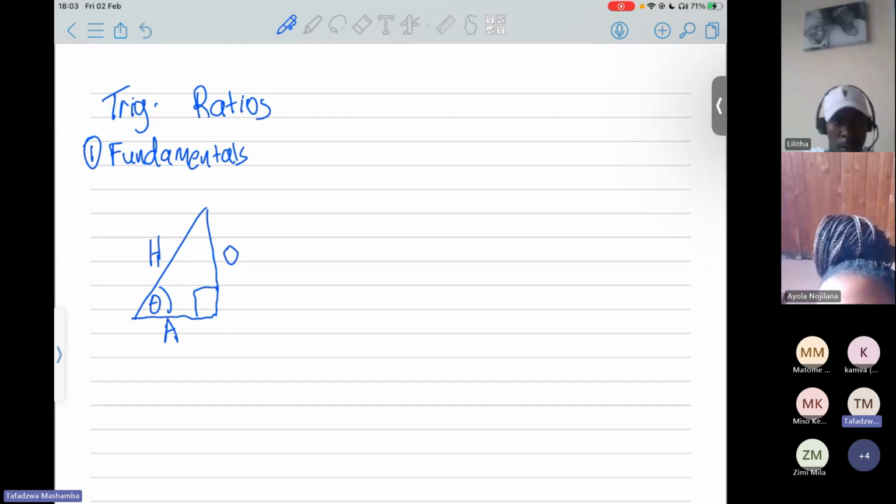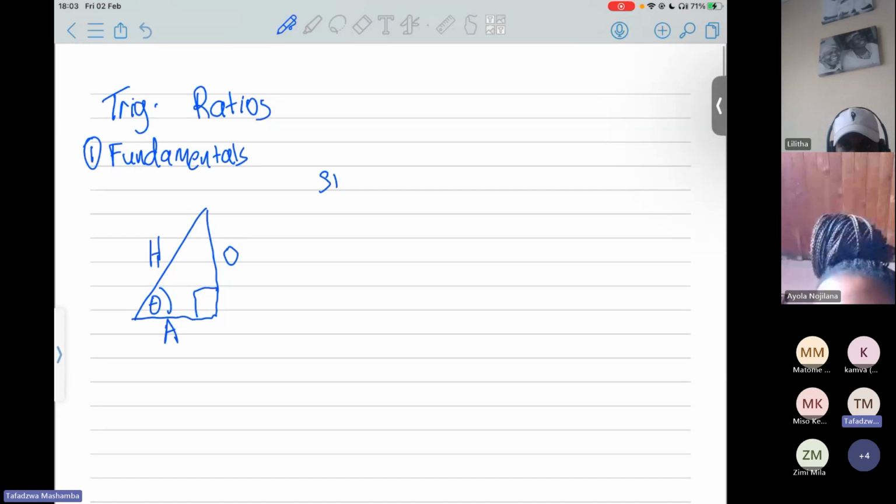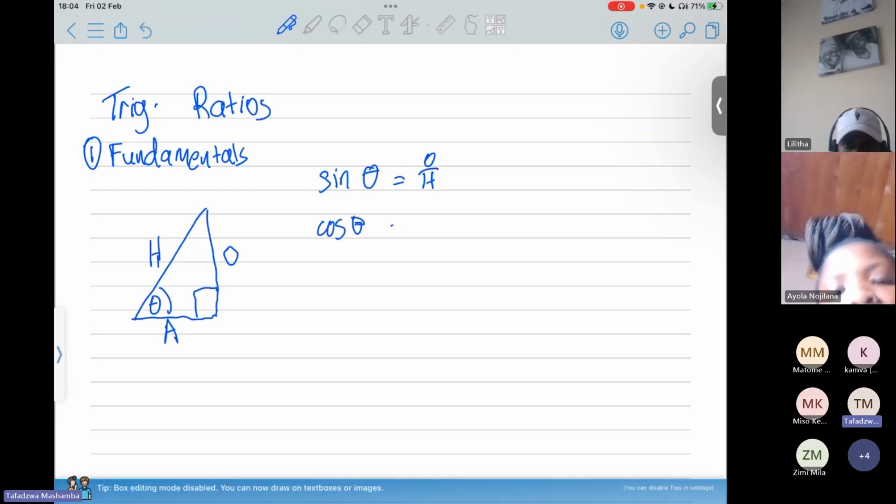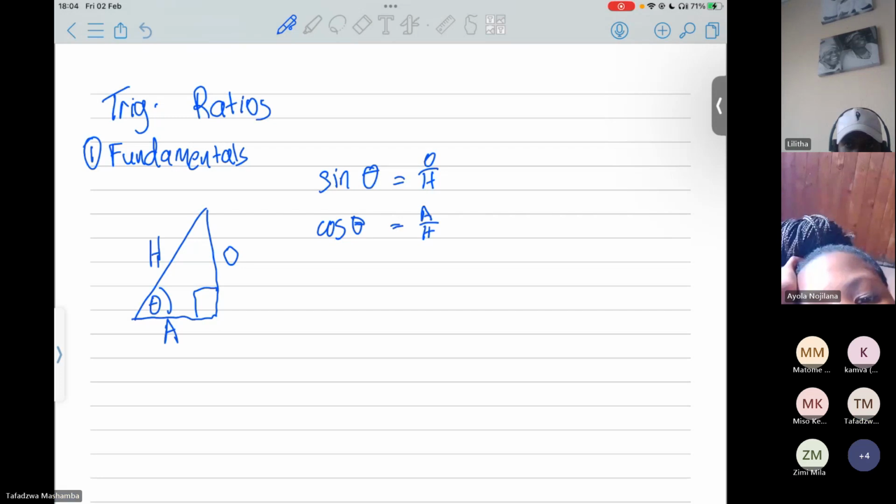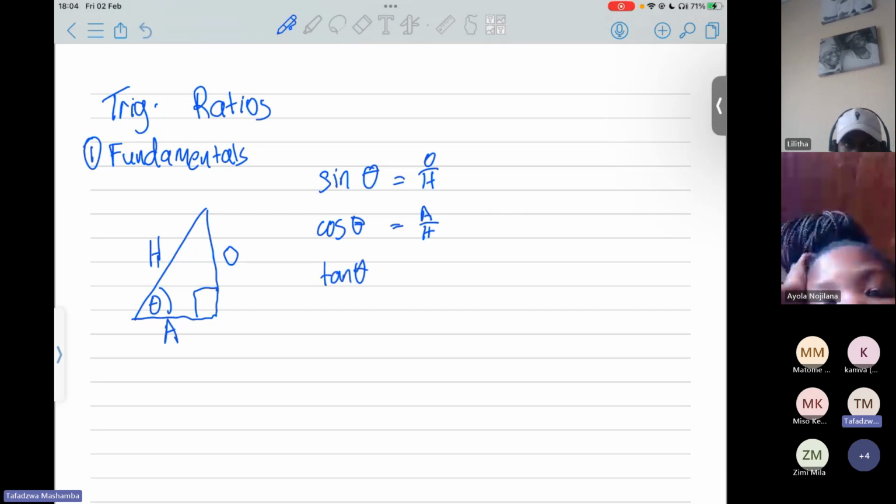As you see here, I've given this triangle in quite a simple manner, that it has O, H, and A. What does that represent? We start here with sine. Sine theta would be equal to opposite over hypotenuse. I'm sure you are now familiar with this one. Cos theta is equal to adjacent over hypotenuse, and tan theta is equal to opposite over adjacent. So we must keep these in mind. There's a reason why we want to have this as the first starting point in terms of trig ratios.